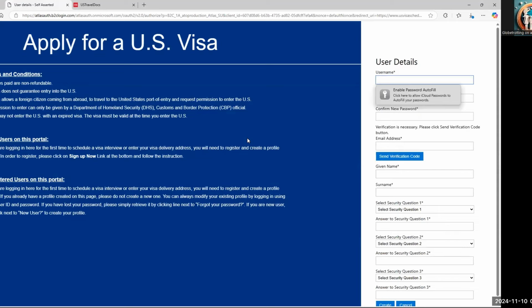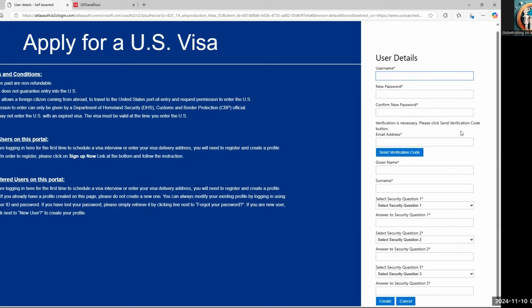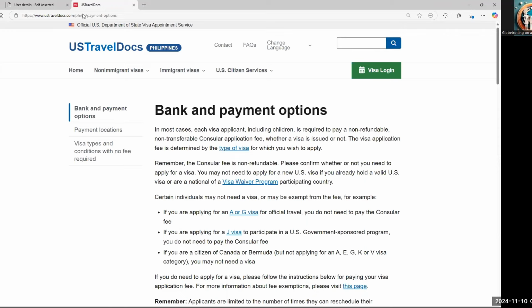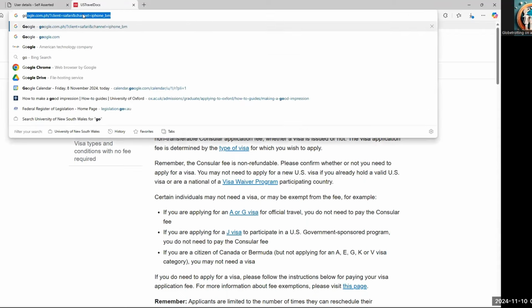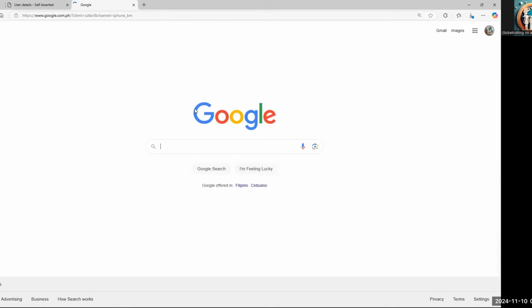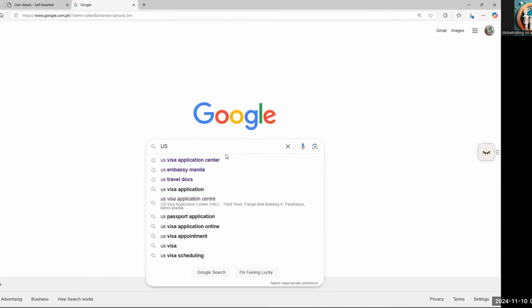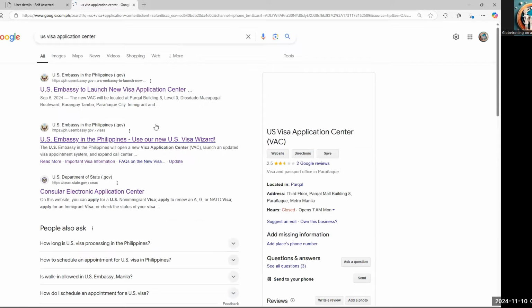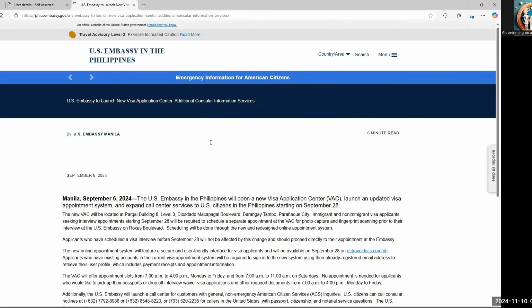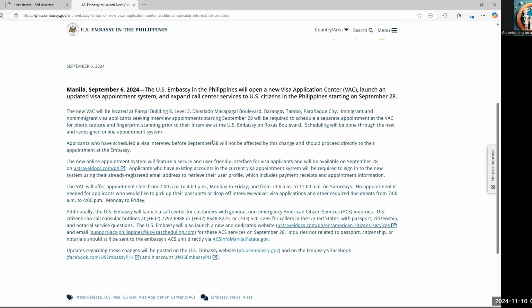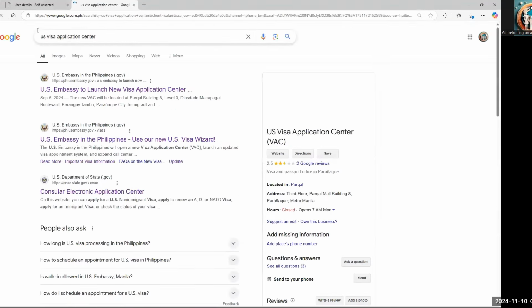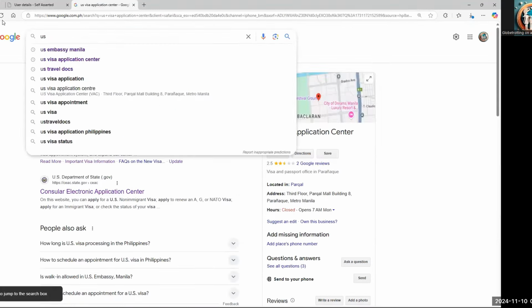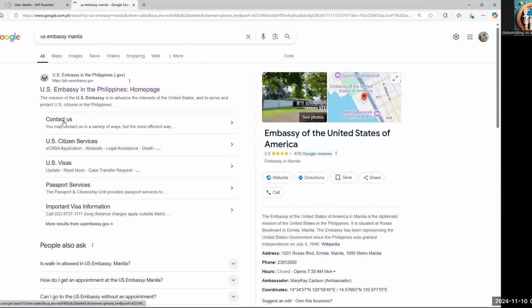Since launching the Visa Application Center, the US Embassy has required applicants to schedule 2 appointments, one with the Visa Application Center and another with the Embassy. Before attending their interview, applicants must have their biometrics taken at the new Visa Application Center located at Parkal Building 8, Level 3, Diosdado Macapagal Boulevard, Barangay Tambo, Parañaque City. After providing their biometrics, applicants must attend their interview at the US Embassy at 1201 Rojas Boulevard, Manila.